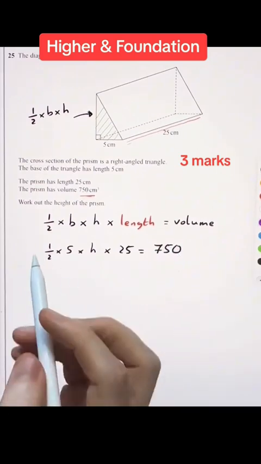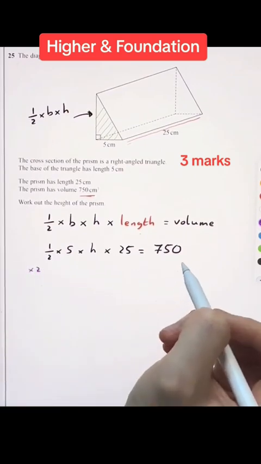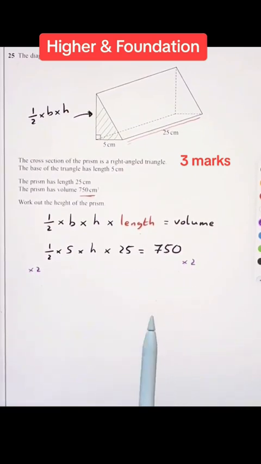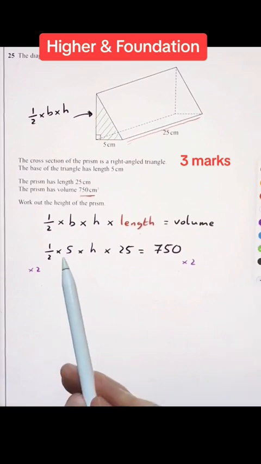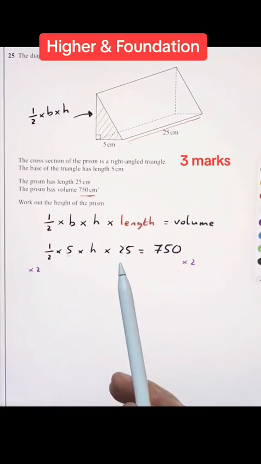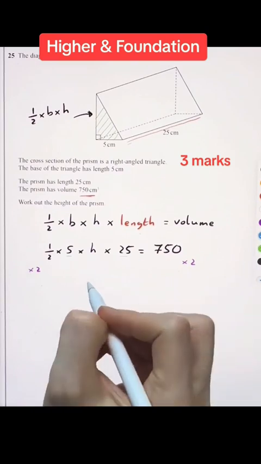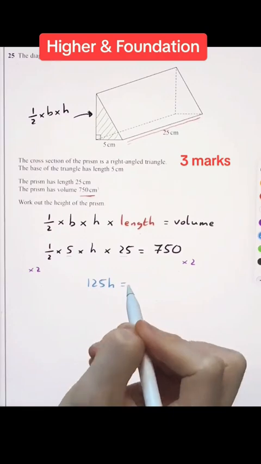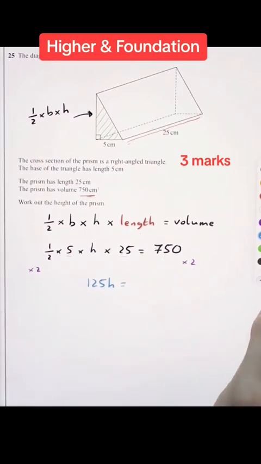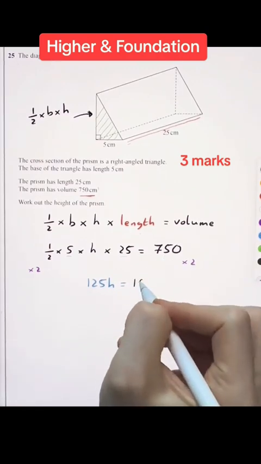The opposite of divide by 2 is I could then multiply both sides of my equation by 2. On the left-hand side, a half times 2 will give us 1. So just multiplying numbers I got left. On the left-hand side, I'm going to have 5 times 25, which is 125. And 125 times h will give us 125 lots of h. And on the right-hand side, 750 times 2 will give us 1,500.